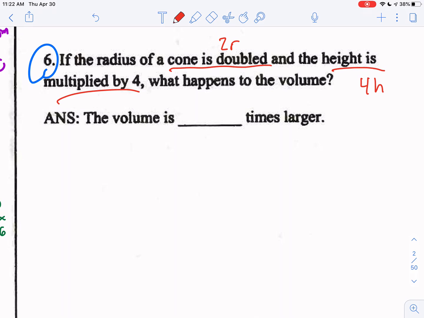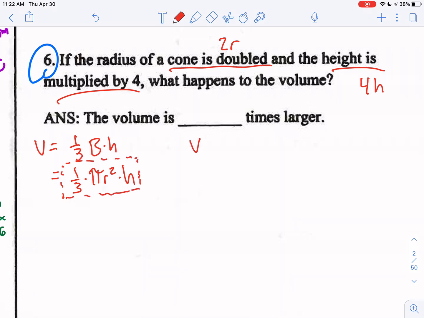Okay, so we're gonna start off with the basic foundation. What is the volume of a cone? 1/3, right, base area times height. But we know the base area is a circle. Okay, this is our foundation, okay? We wanna see what's gonna happen to our, I'll say this is like volume 1, the basic one. This is volume 2, okay? So what's gonna happen here?